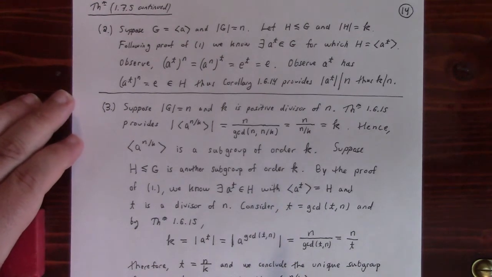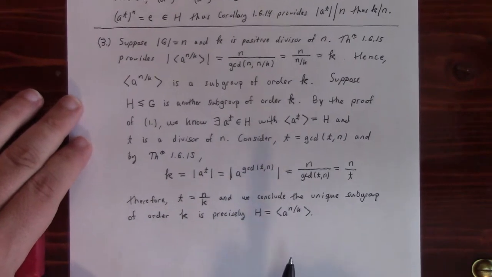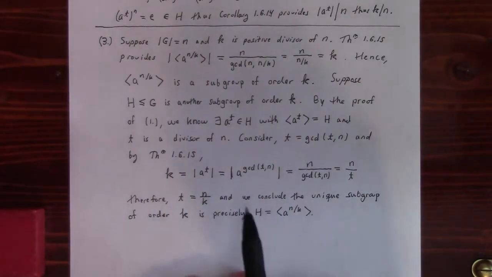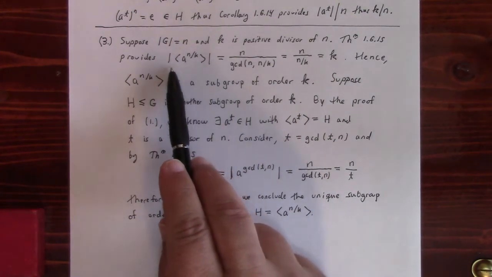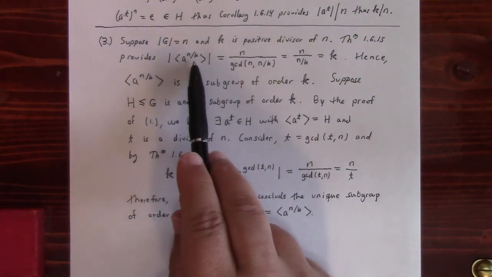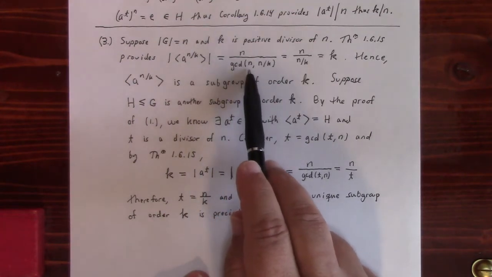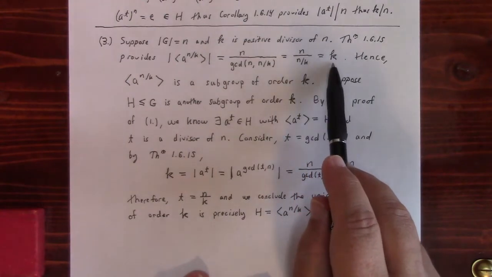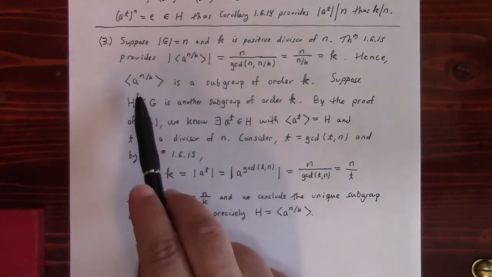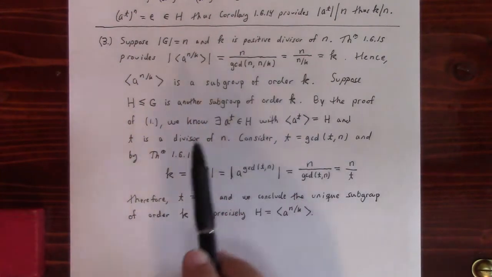Now, 3, suppose that we have a positive divisor k of n, then our theorem 1.6.15 provides that the order of the subgroup generated by a to the n over k is equal to n divided by the greatest common divisor of n with n over k. But that is just k again. Hence, the subgroup generated by a to the power n over k is a subgroup of order k.